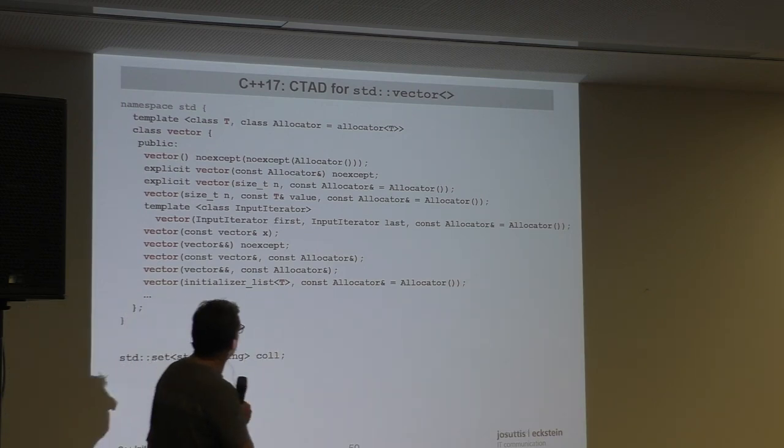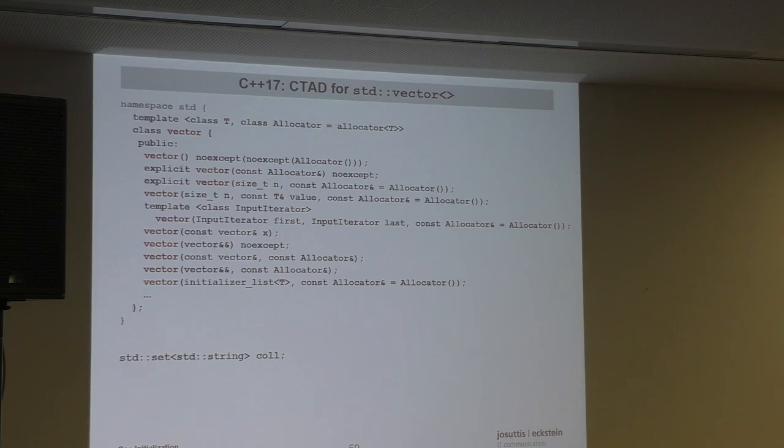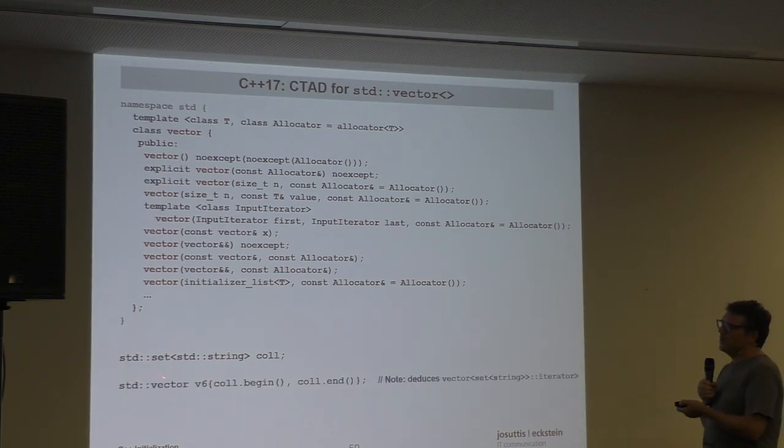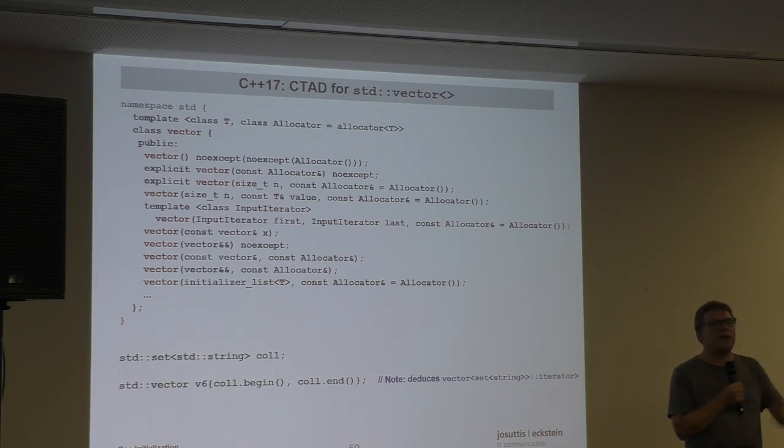Okay? So let's try a couple of other things. Let's use a set of string. Oops, that was a wrong button. Maybe that's a hint I should end this talk. So we have a set of string, and we can initialize a vector taking the beginning of this collection and the end of this collection. Note that we use curly braces here. Curly braces mean these two are the two elements in the vector. So this is a vector of set iterators.